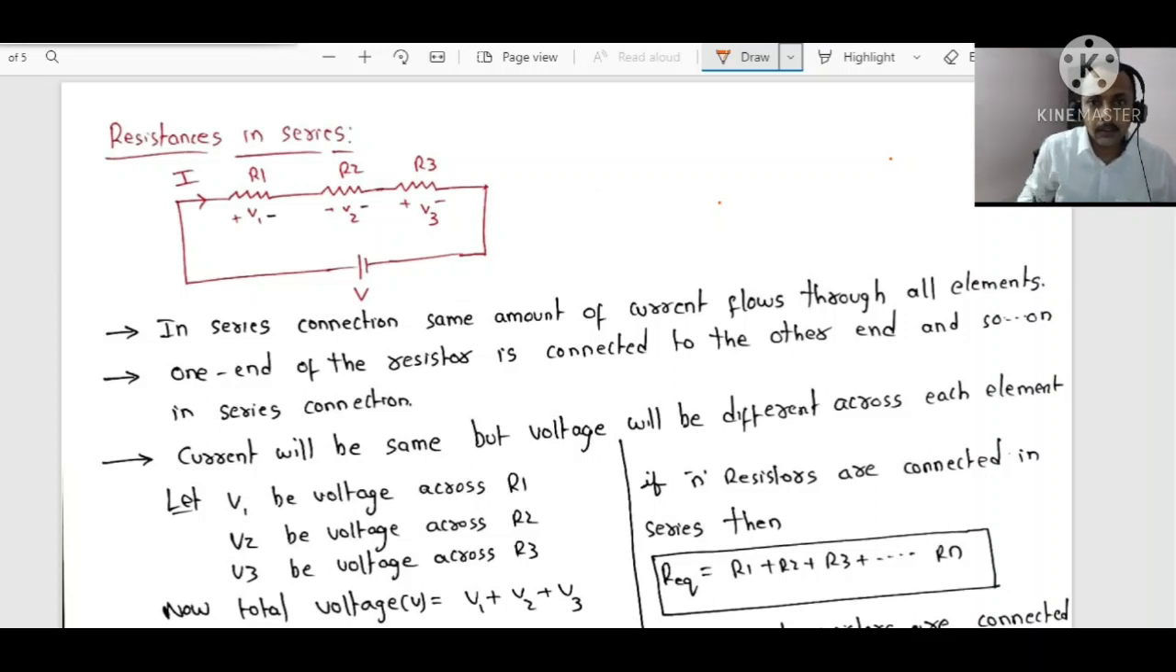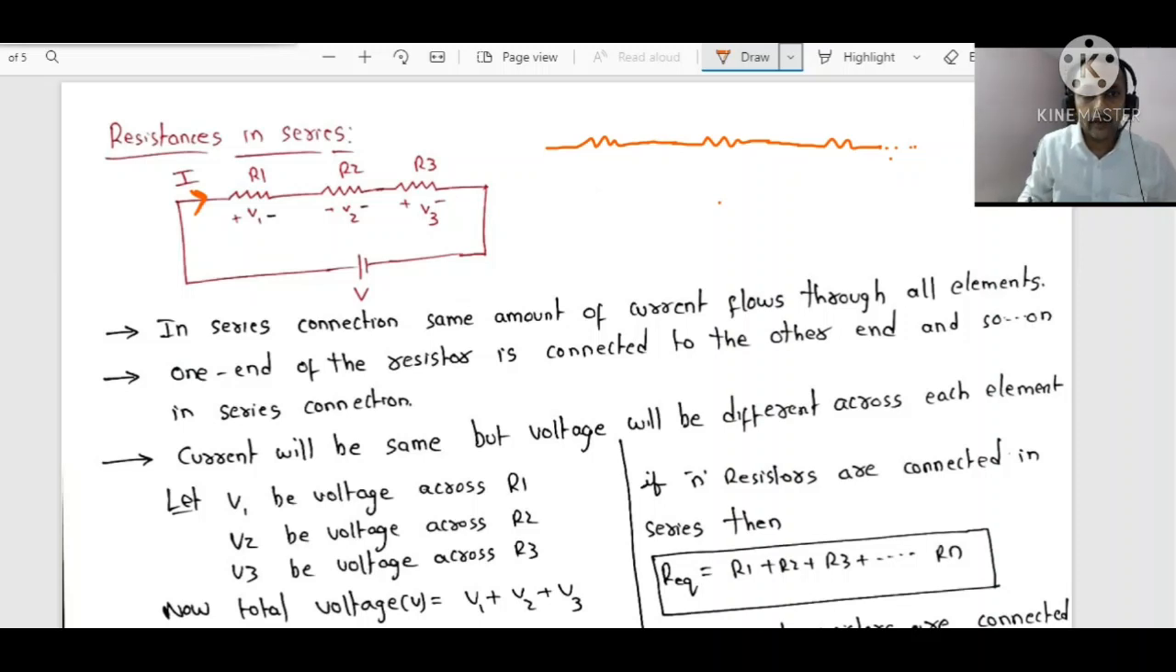The first basic point is, in a series connection, when the elements are connected in series, the same amount of current will flow through the resistors. Then when can we call the elements connected in series? For example, if you have 3 resistors like this, 1, 2, 3, and one end of a resistor is connected to the other, and the other end to another one, and so on, if such a type of connection is made, then we can call it resistances connected in series.